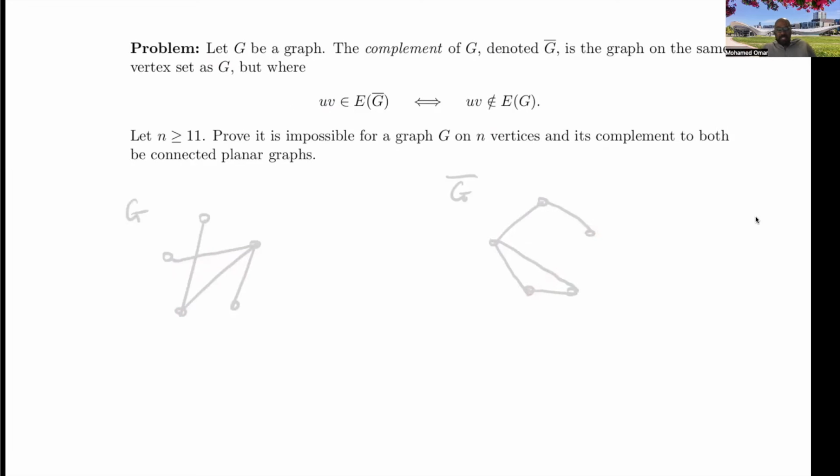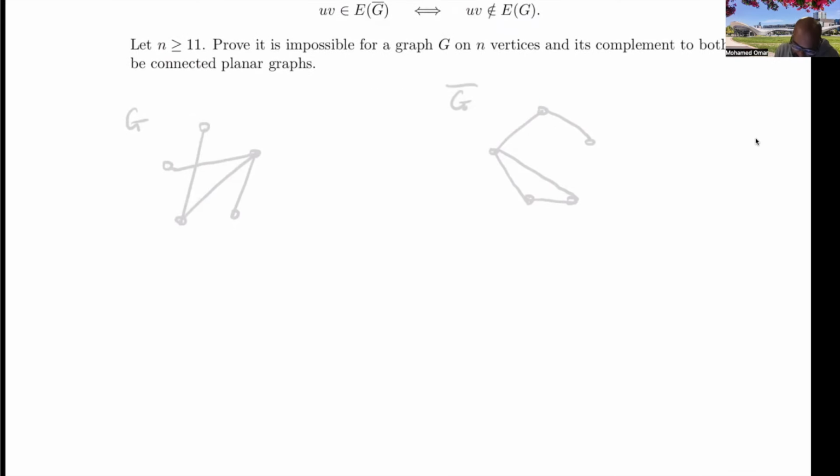Okay, so this problem says let n be greater than or equal to 11. Prove it's impossible for a graph G on n vertices and its complement to both be connected planar graphs. So the intuition behind this is if you have a connected planar graph with a certain number of vertices and not many edges, then its complement will have a lot of edges, because together they have all possible edges in a graph on that set of vertices. And if you have too many edges, it's hard to be planar.